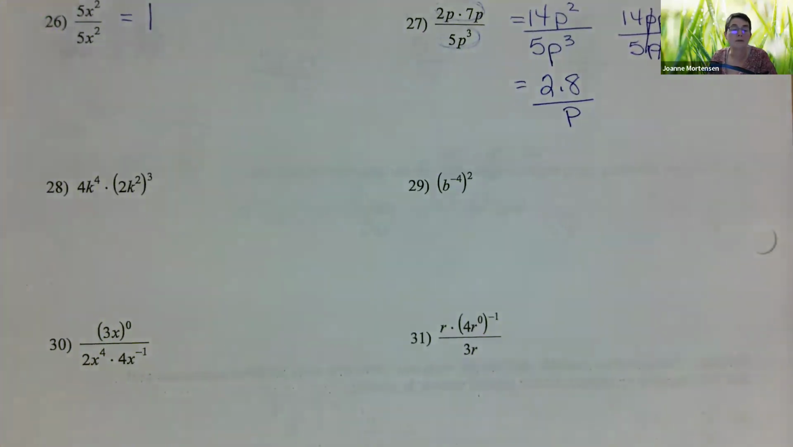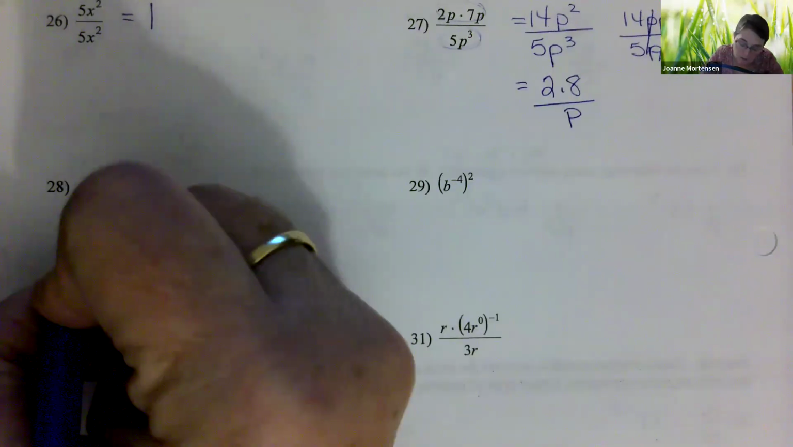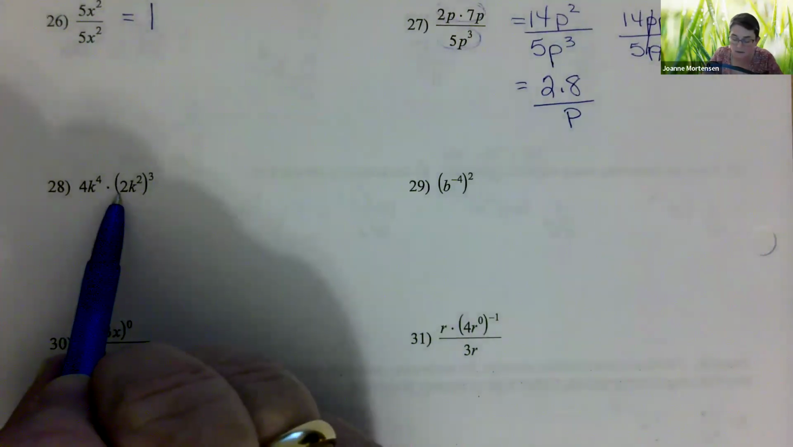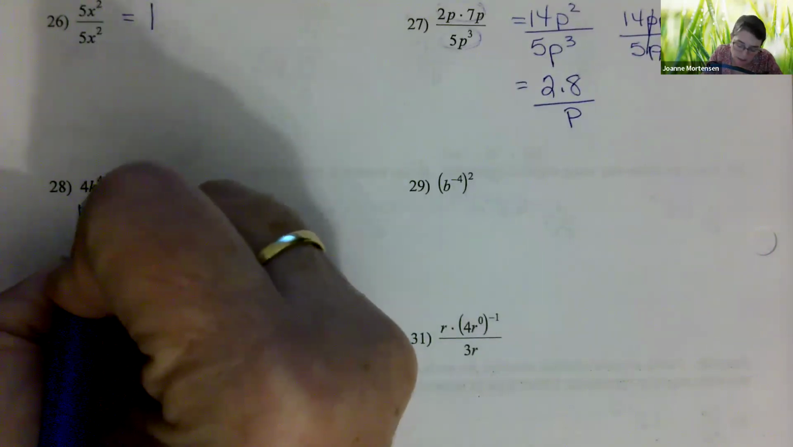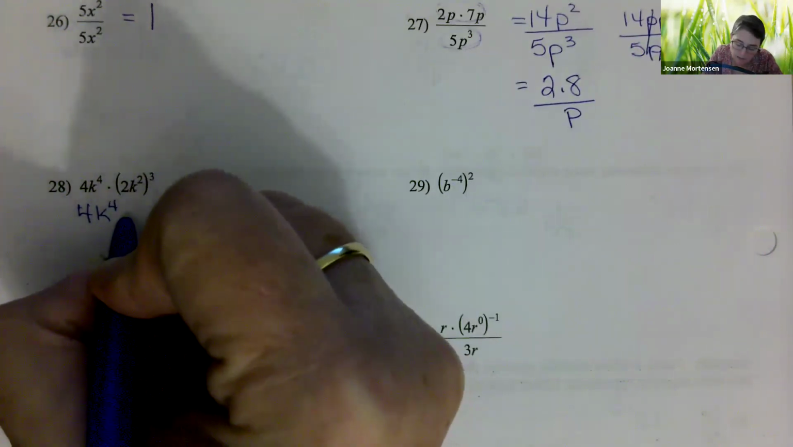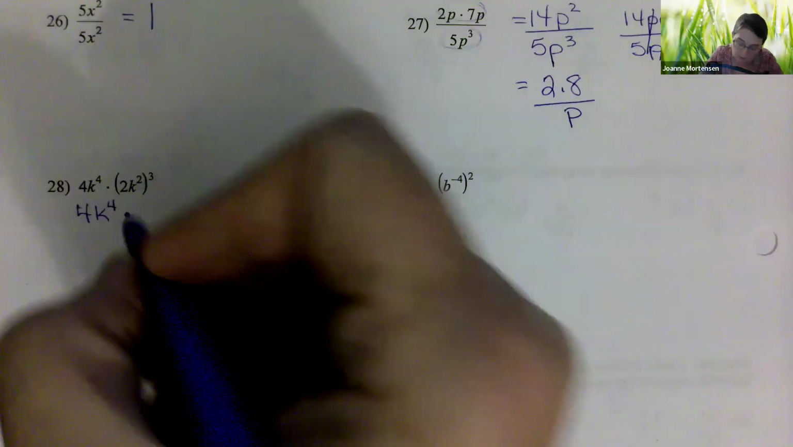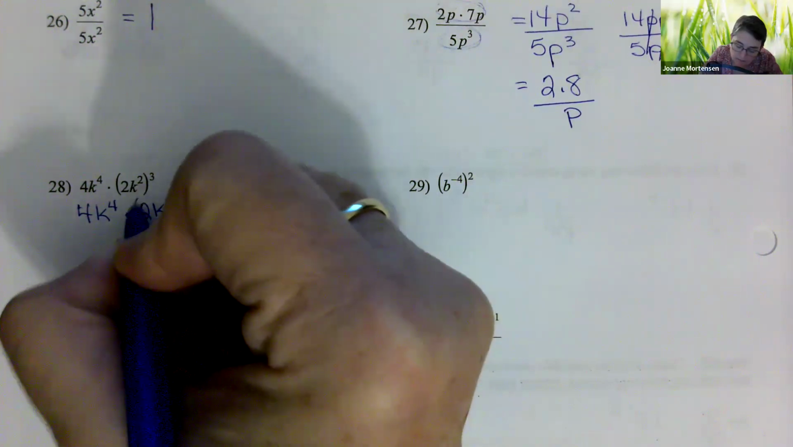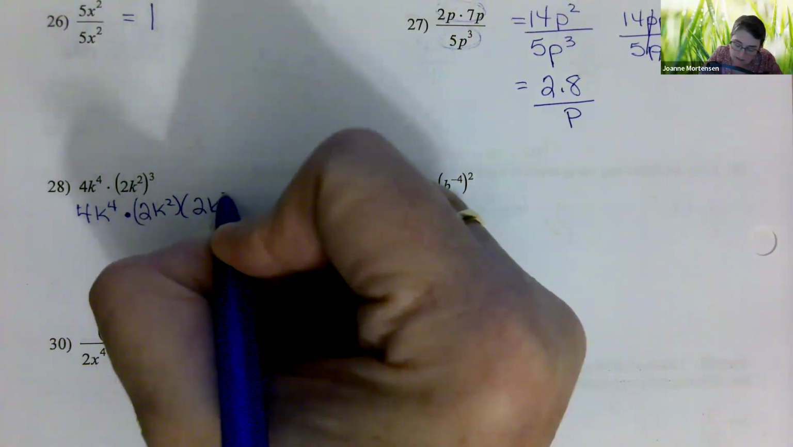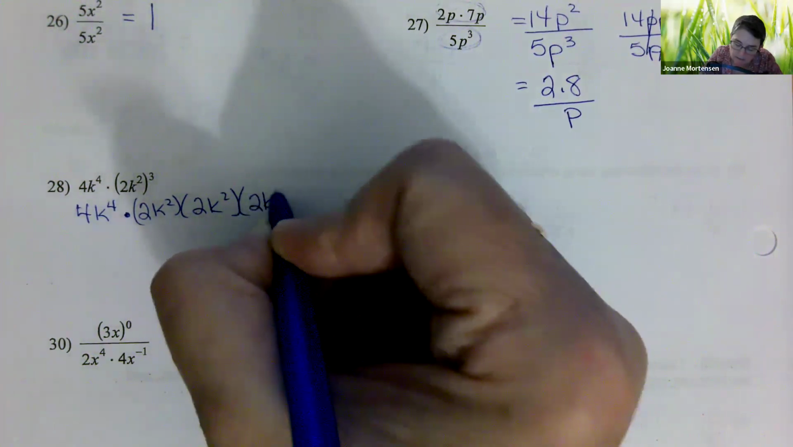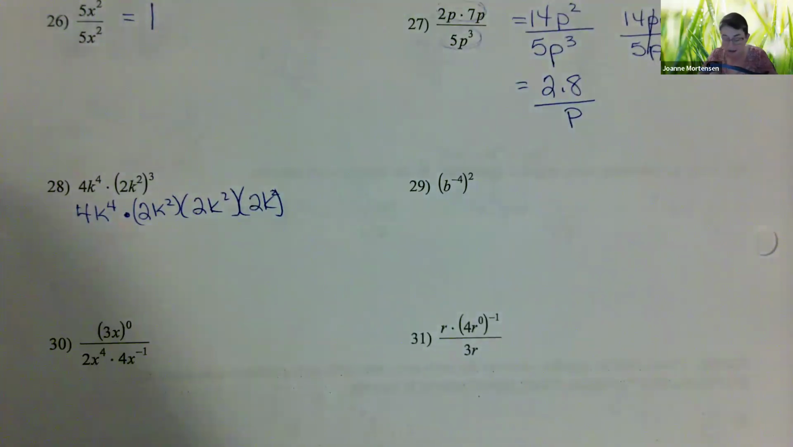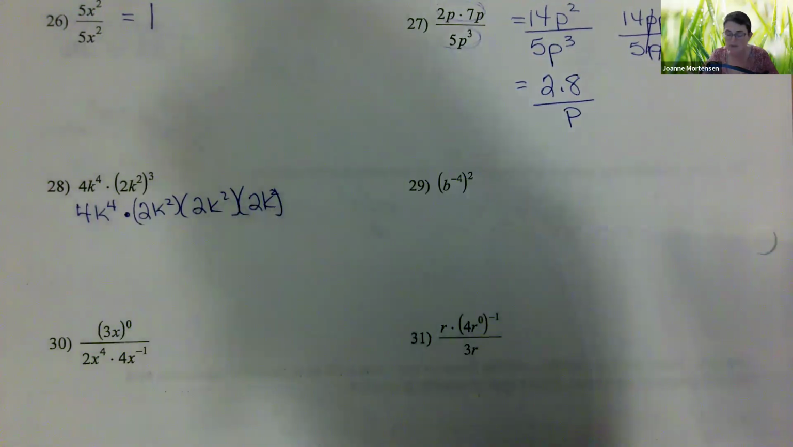Ooh, power rule. I don't like the power rule. It messes up people. So I'm just going to use my exponent rules. So brackets come first. So there's nothing we can do inside the brackets. So we're going to do this exponent. So I'm just going to bring down the 4, k 4 times. Now I'm going to go 2k squared, and I'm going to write it 3 times because of the exponent. 2k squared, 2k squared, 2k squared. And then this is all just one term that I'm multiplying.